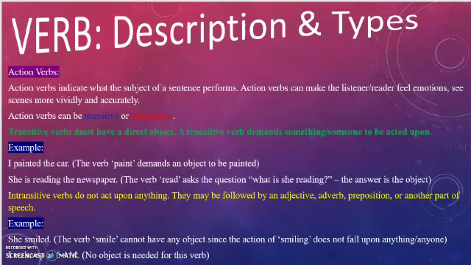Now, intransitive verbs do not act upon anything. They may be followed by an adjective, an adverb, a preposition, or another part of speech. For example, she smiled. The verb smile cannot have any object since the action of smiling does not fall upon anything or anyone.